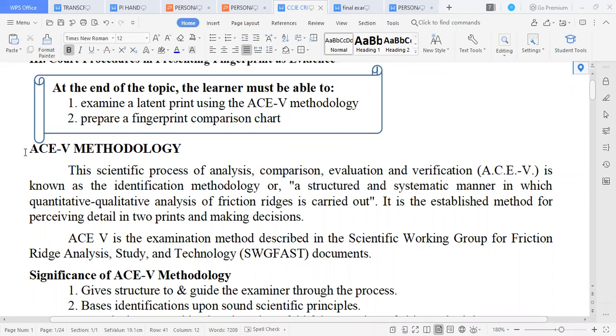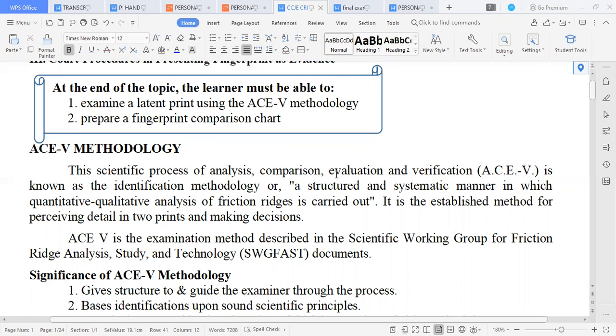And this is a scientific process because in each stage, there are several procedures for you to follow. So A stands for analysis, C comparison, E evaluation, and V verification. This methodology is structured in a systematic manner in which quantitative and qualitative analysis of friction ridges is being conducted. And this is already the established method for perceiving detail in prints and in making such decisions.